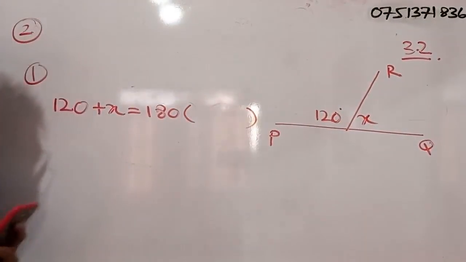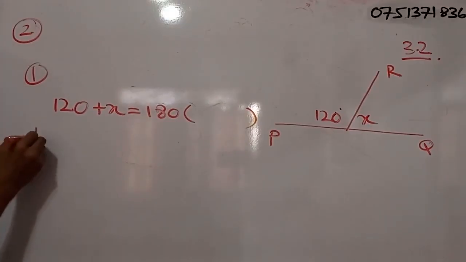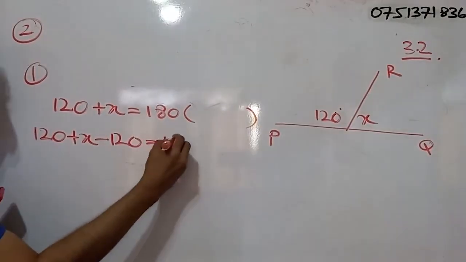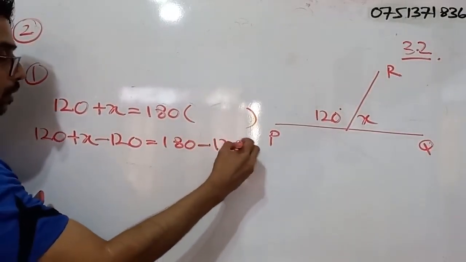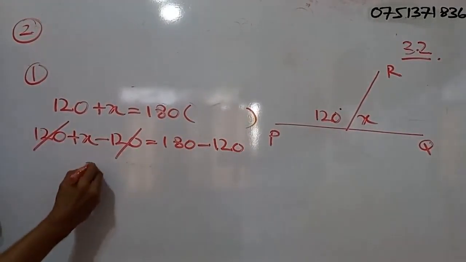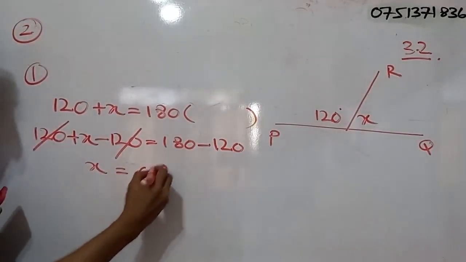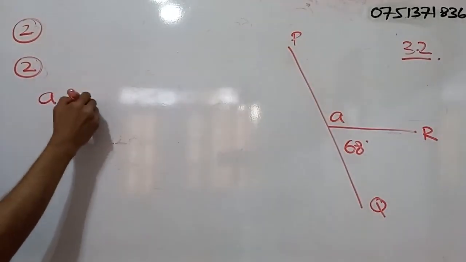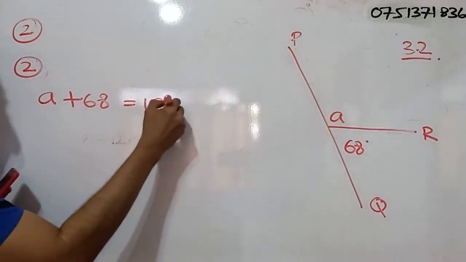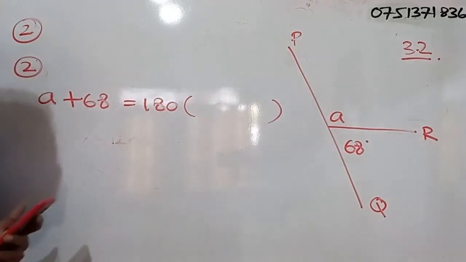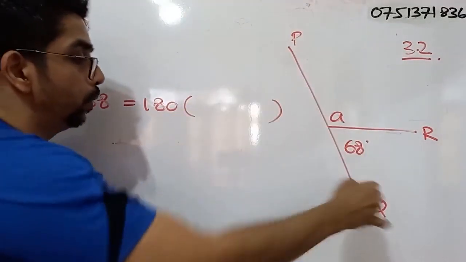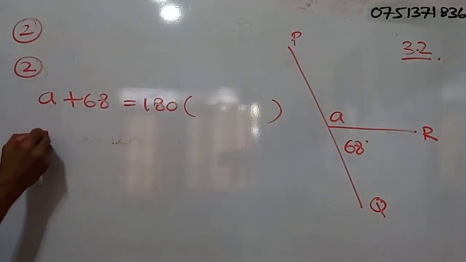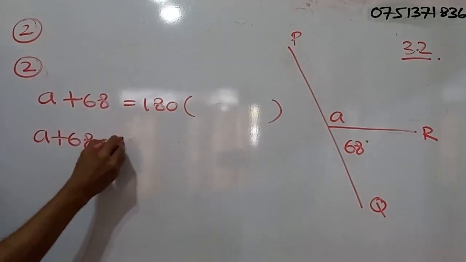Adjacent angles. Right? So what is X here? 120 plus X minus 120. Do the same thing to the other side. So we can cancel out 120 here. So X equals what? 60 degrees. So here the same thing. A plus 68. So that is equal to 180 degrees. Within brackets, what should you write? PQ is a straight line. Right? Okay.